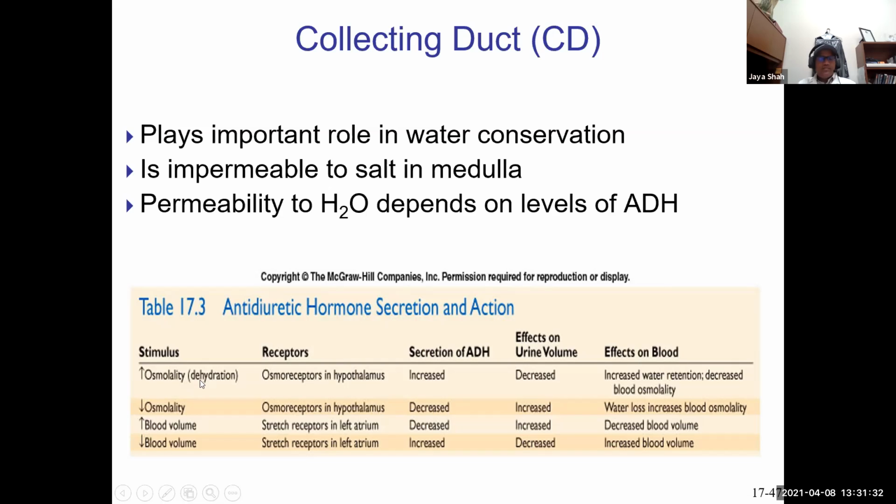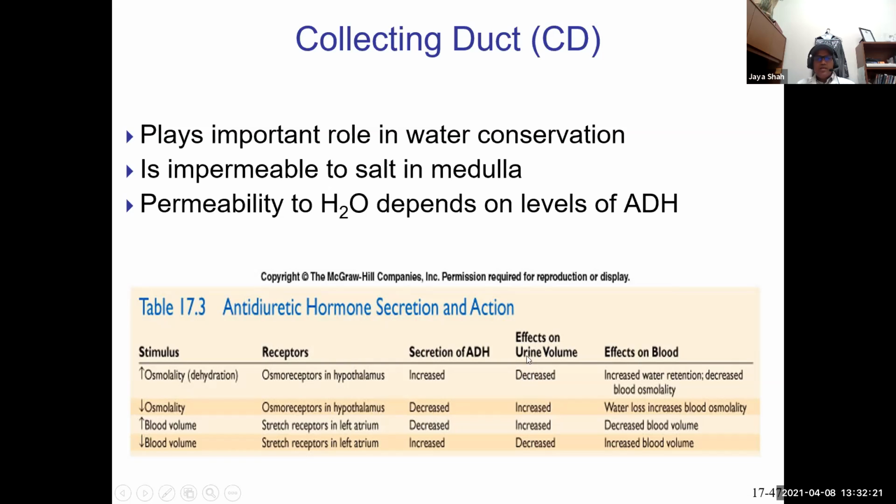When you are dehydrated, like you have not drunk water for 9 hours, that means your plasma volume is reduced. That's why you have increased osmolality of your plasma. That is sensed by your osmoreceptors in the hypothalamus. And then the hypothalamus sends motor neurons to where? Posterior pituitary. Those neurons of the hypothalamus secrete antidiuretic hormone and store it in the posterior pituitary, from where it is released.